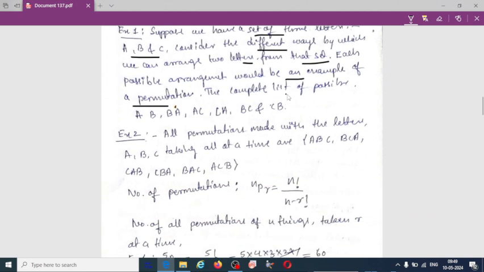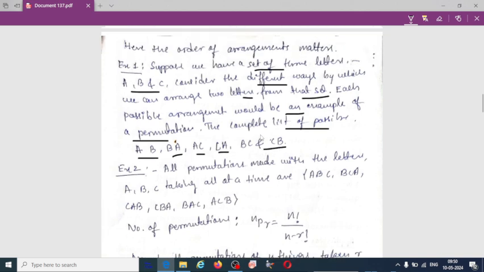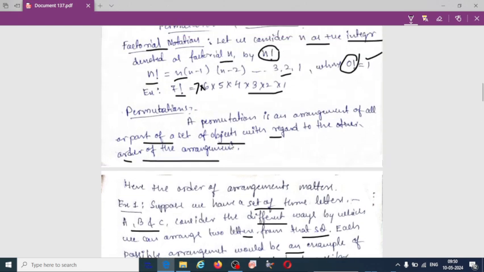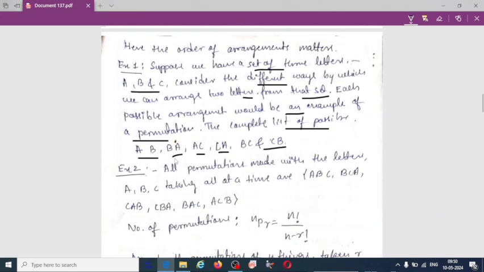So the complete list of possible outcomes will be: AB, BA, AC, CA, BC and CB. This is the order in which we can have the arrangement of the objects. So here the definition is: a permutation is an arrangement of all or part of a set of objects with regard to the order of the arrangement.